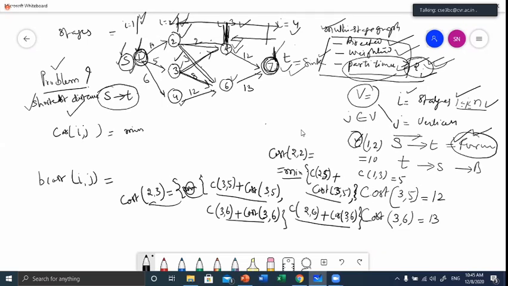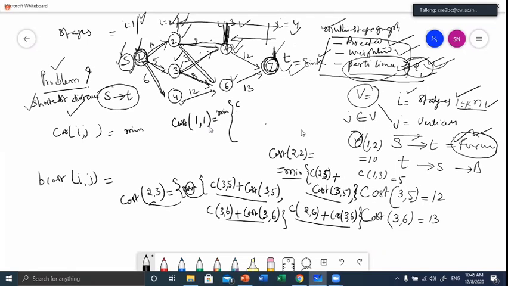Like this, I'm going to calculate. For example, if I want to calculate the cost at this one, let us say cost of first stage, first vertex. Let us take it. How many ways are there from this? 3 ways are there. 1 to 2, 1 to 3, 1 to 4. That's why minimum of these.